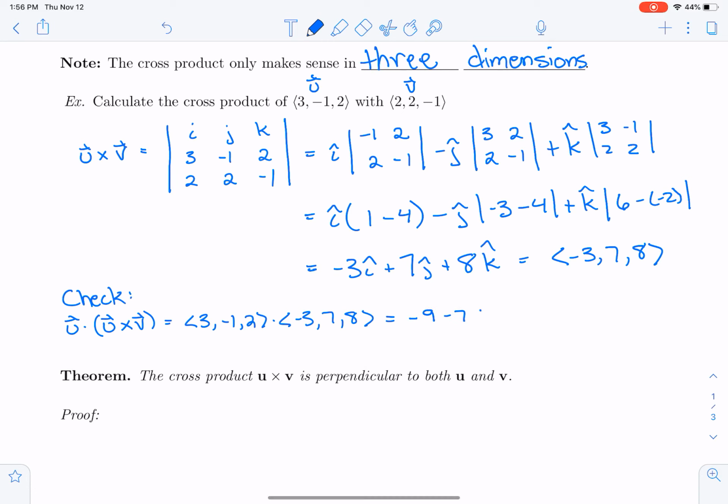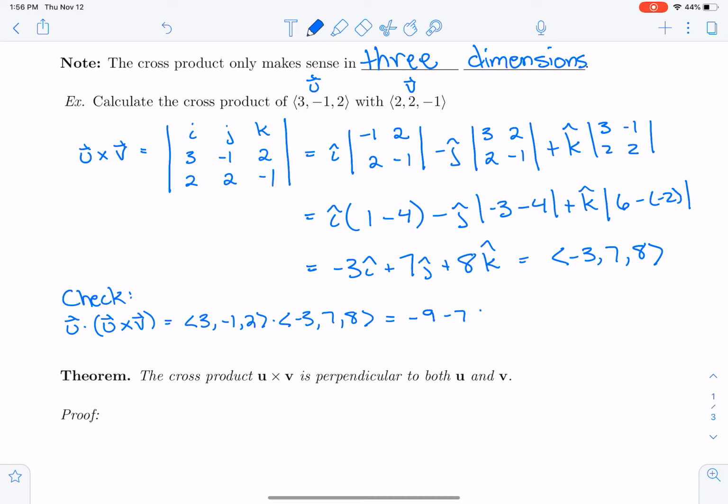So we can actually prove this in general. We can ask if we have the cross product u and v, is it perpendicular to both u and v? So we're going to do u dotted with the vector u cross v. And we're just going to see if that is equal to 0.